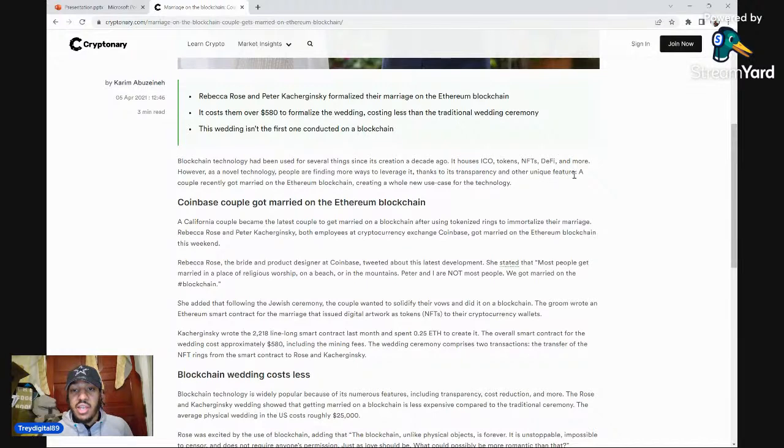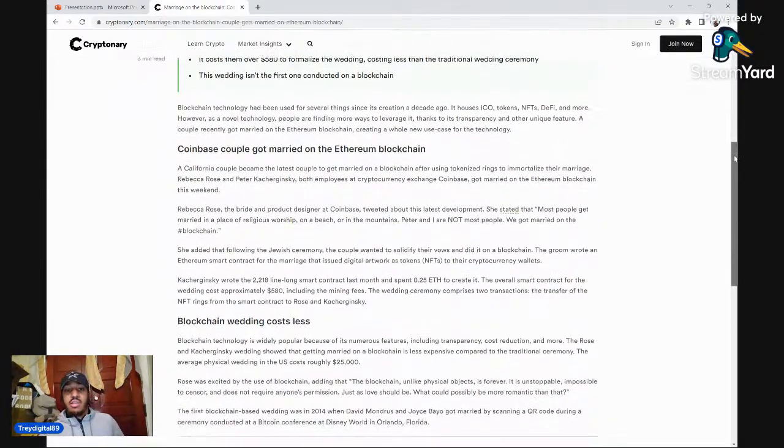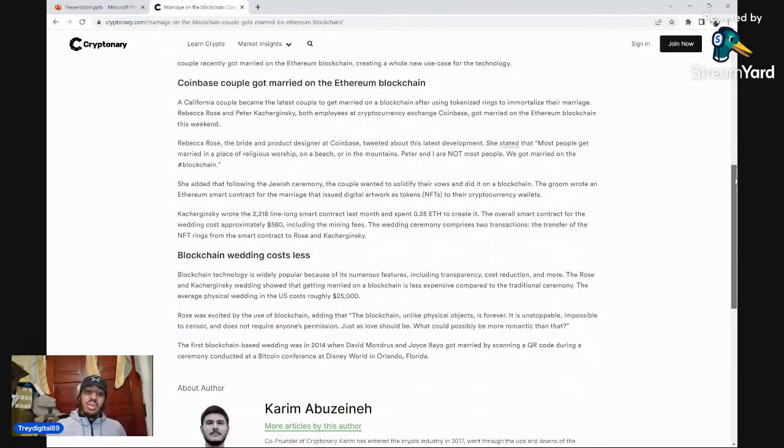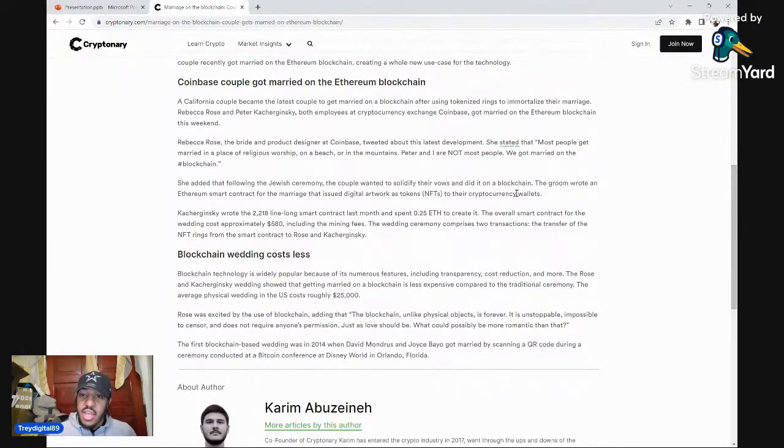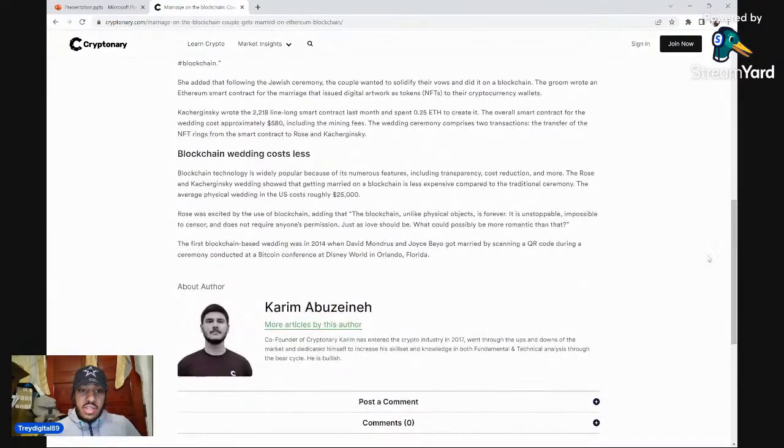Thanks to the transparency of its unique feature, a couple recently got married on the Ethereum blockchain, creating a whole new use case for the technology. They put their marriage in a contract, because you have to do a contract for a marriage, as a lot of things go into that. And so their marriage is on a smart contract on the Ethereum network.